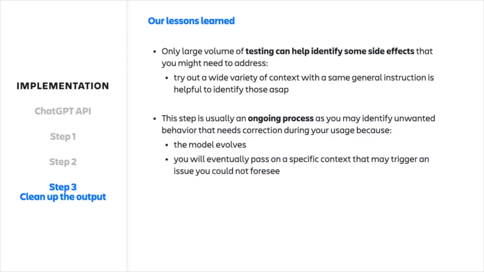Our lesson learned here is that only a large volume of testing can help identify side effects. So really try a wide variety of context. If you can, use open source data that's available out there, or if you have your own, use that wide variety of context with the same general instruction to help identify these kinds of issues. Also remember, this is an ongoing process because things will evolve, the model will evolve. You'll eventually pass on specific context, or your user may pass on specific context, that may trigger an issue that you just could not foresee. I think we're all experimenting here. We're probably all in the same boat in experimenting with ChatGPT.